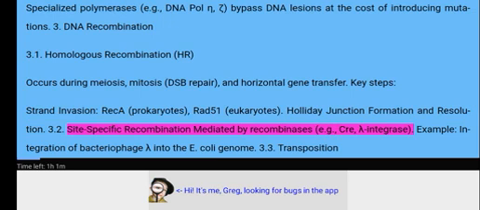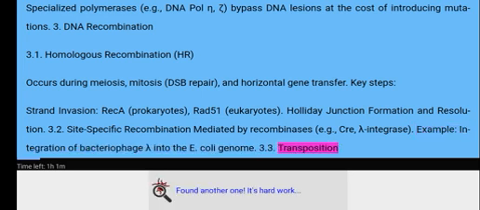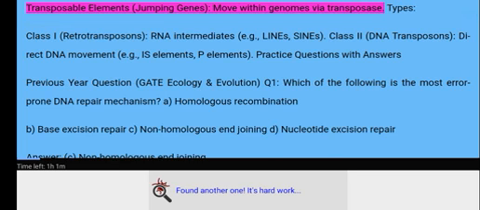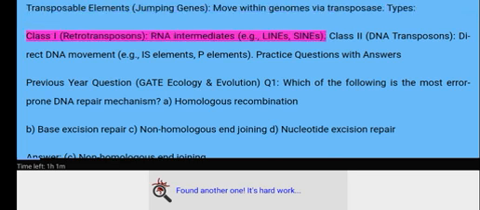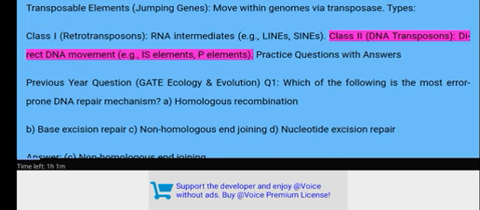3.2 Site-specific recombination is mediated by recombinases, e.g., Cre and lambda integrase. Example: integration of bacteriophage lambda into the E. coli genome. 3.3 Transposition. Transposable elements, or jumping genes, move within genomes via transposase. Types: Class 1 retrotransposons use RNA intermediates, e.g., LINEs and SINEs. Class 2 DNA transposons move directly as DNA, e.g., IS elements and P elements.